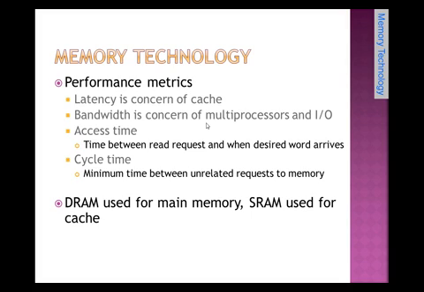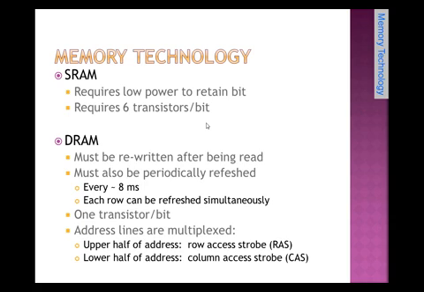The next point says dynamic RAM is used for the main memory, static RAM is used for the cache. That is, dynamic RAM is used for the main memory, and static RAM is used for the cache memory.